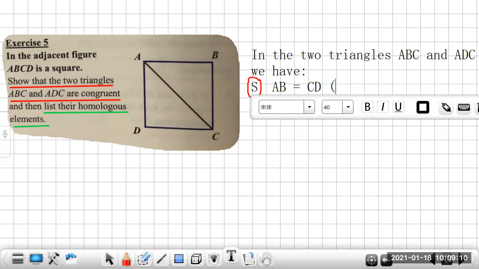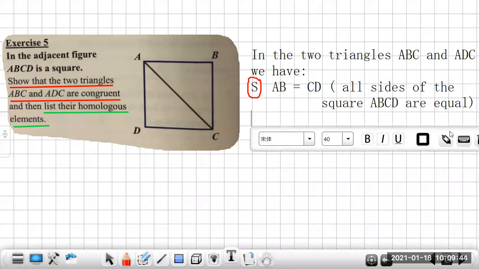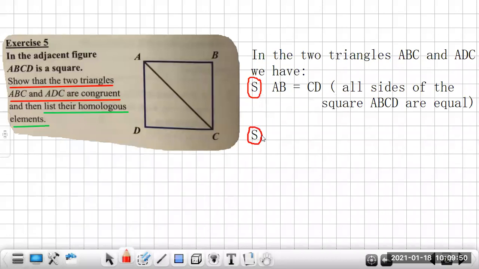It's a square. What is special about the square? We have equal sides. Meaning all sides of the square ABCD are equal. So we have the first side. Yes, any side. AD is equal to BC. Good.